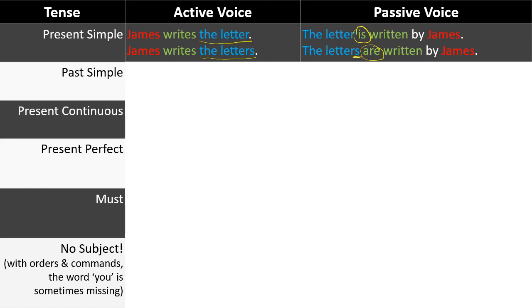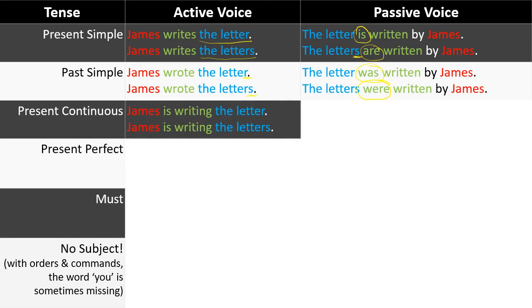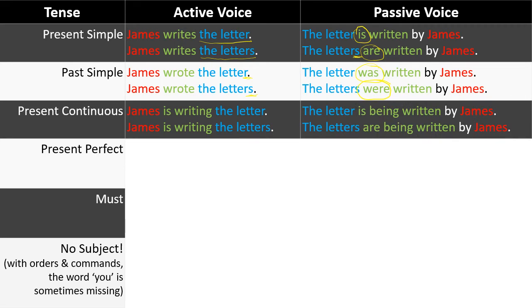Past simple tense, the next one. James wrote the letters. The first one, James wrote the letter, singular. James wrote the letters, plural. So the letter was written by James, and if it's plural, the letters were written by James. Now, present continuous, James is writing the letter, James is writing the letters. And again, it's the same thing. The letter is being written by James, the letters are being written by James.